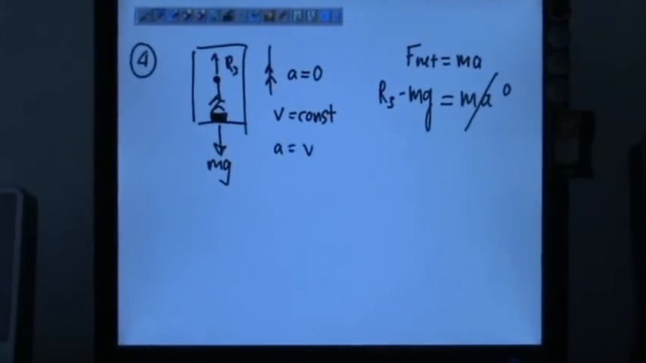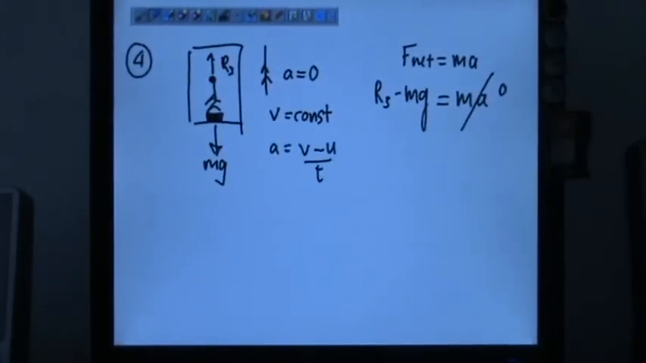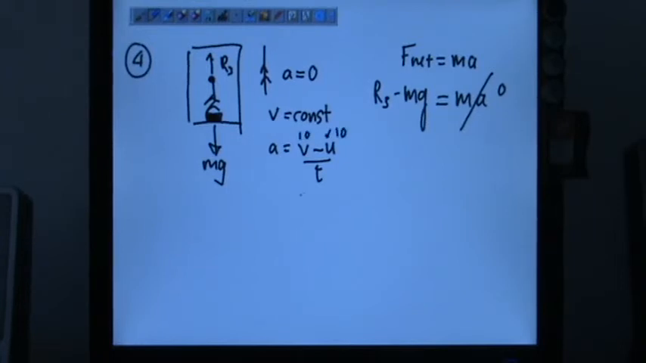Because a equals v minus u over t. If v is 10 and u is 10, there's no value to talk about. So we have R3 minus mg equals 0, so R3 equals mg. When the lift moves with a constant speed, you feel normal again. You feel the weight that you always feel when you stand on the ground.